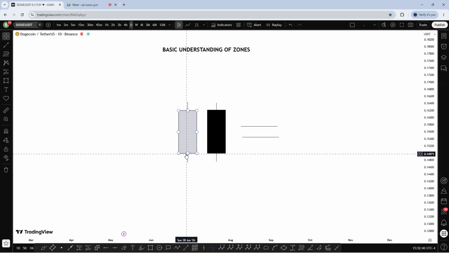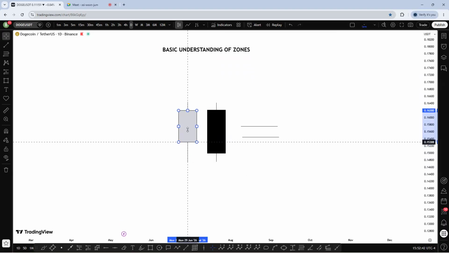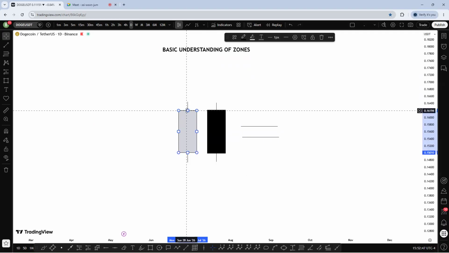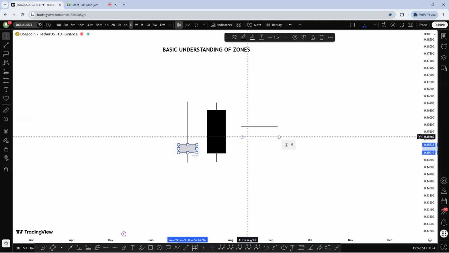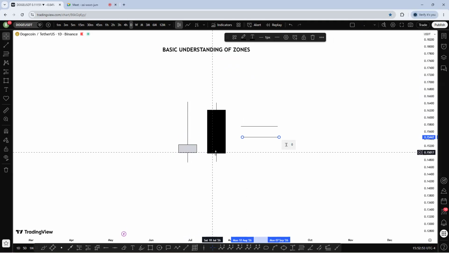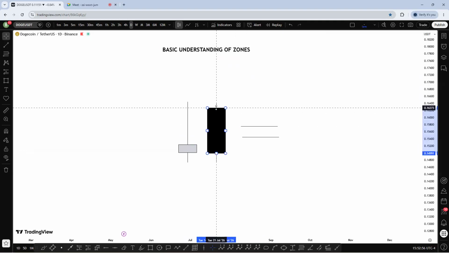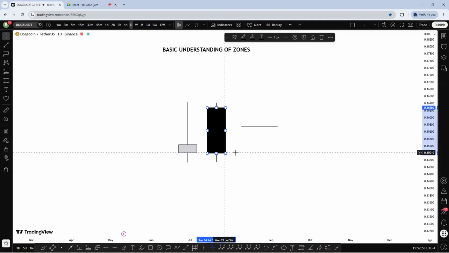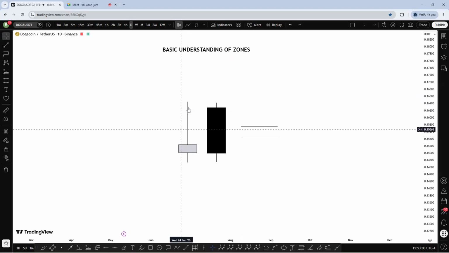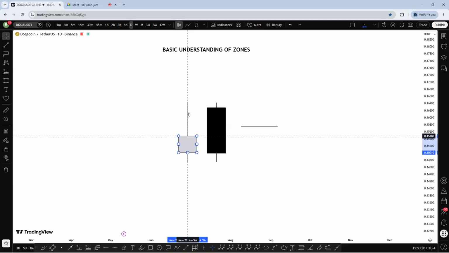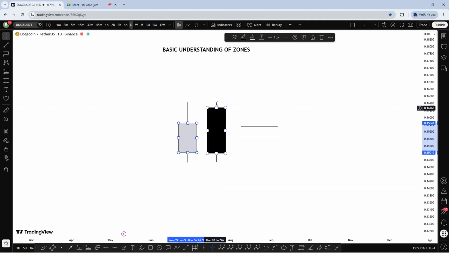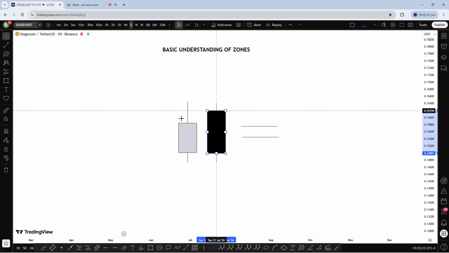Or for example, this one is like this. And this one is like this. You see? Price tries to sell, and one tries to buy at the same level. You see that? And it did break the high, with body.